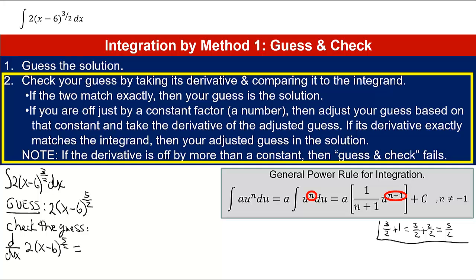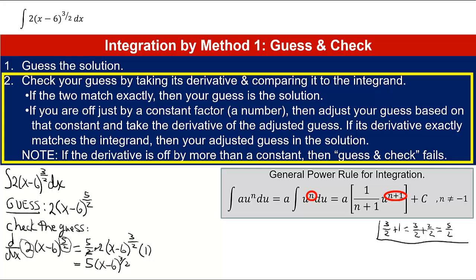Okay, by the power rule, you multiply the exponent times the coefficient. So you get 5/2 times 2. Write the base down. Reduce the power by 1. 5/2 minus 1, which is 2/2, would be 3/2. And then multiply by the derivative of the base, which in this case is 1. If you simplify that a bit, the 2's divide out here, and you get 5 times 1, you get 5 times the quantity x minus 6 raised to the 3/2 power.